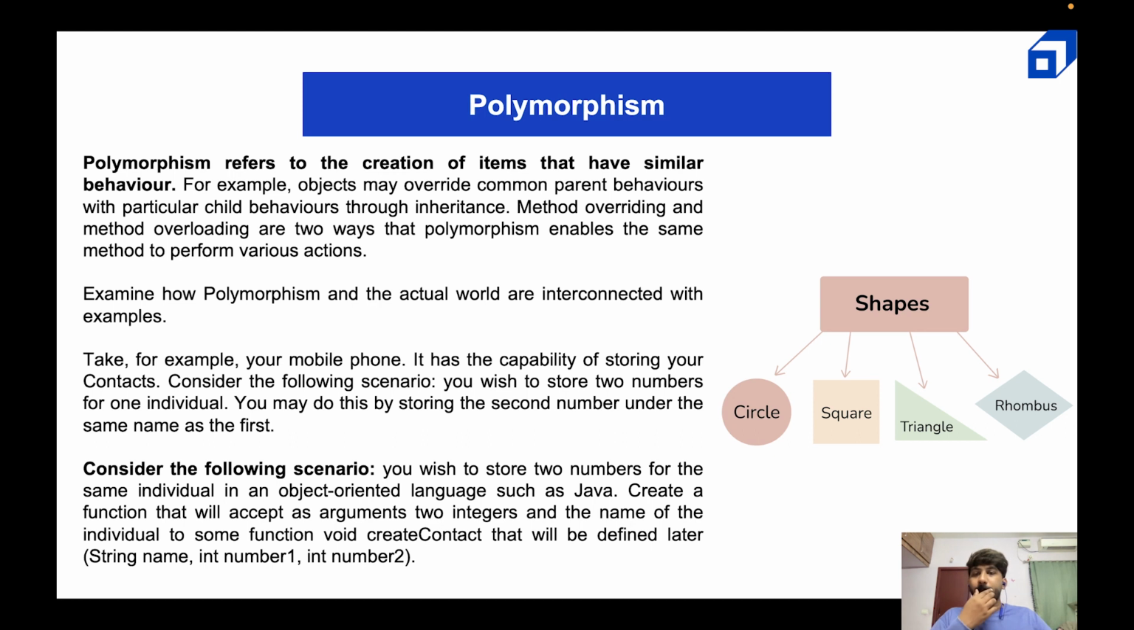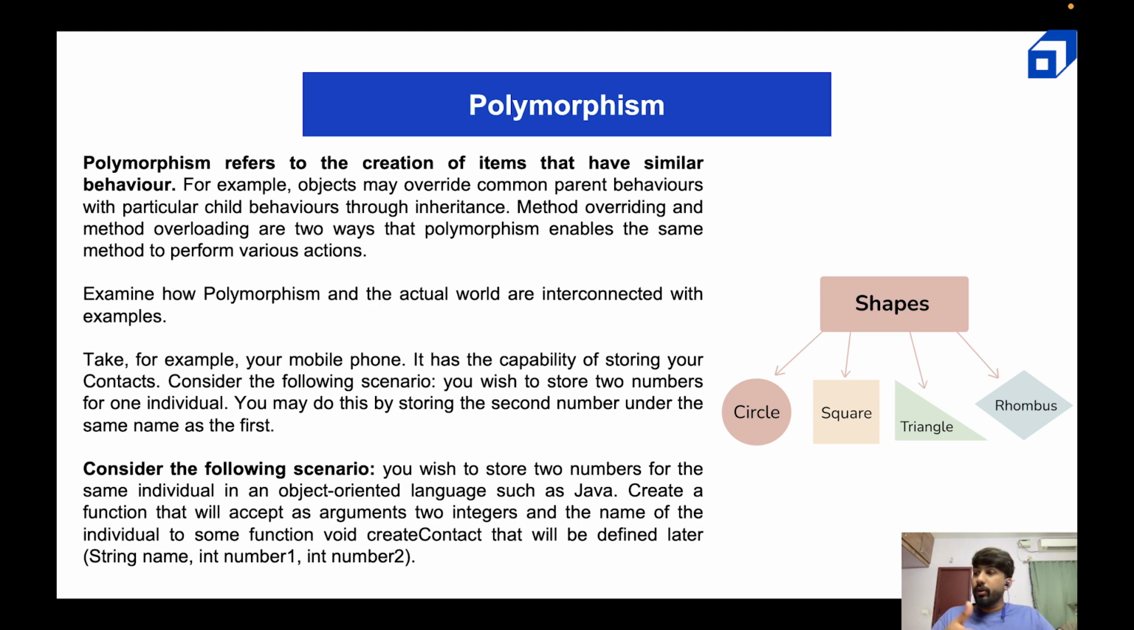For example, objects may override common parent behaviors with particular child behaviors through inheritance. Method overriding and method overloading are two ways that polymorphism enables the same method to perform various actions. So let's examine how polymorphism in the actual world is interconnected, with examples. Take, for example, your mobile phone. It has the capability of storing your contacts. Consider the following scenario. You wish to store two numbers for one individual, right? So the same person has two different numbers. You may do this by storing the second number under the same name as the first.